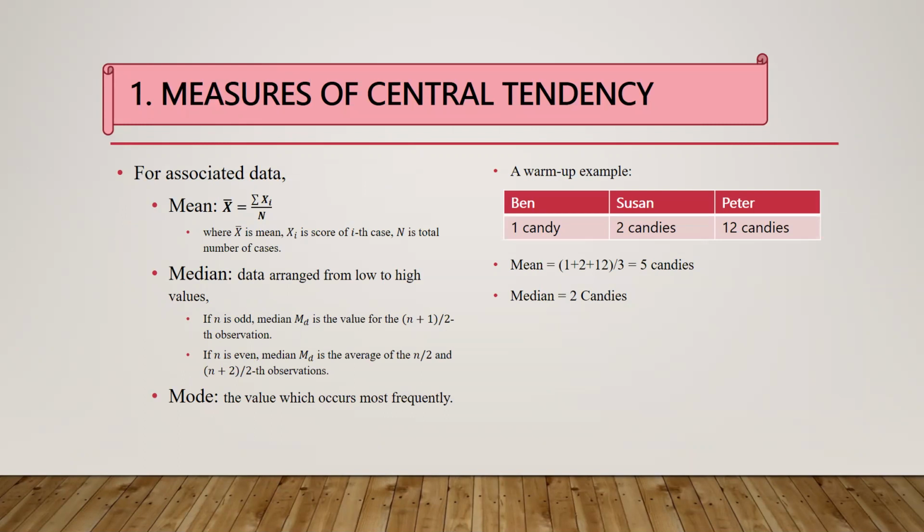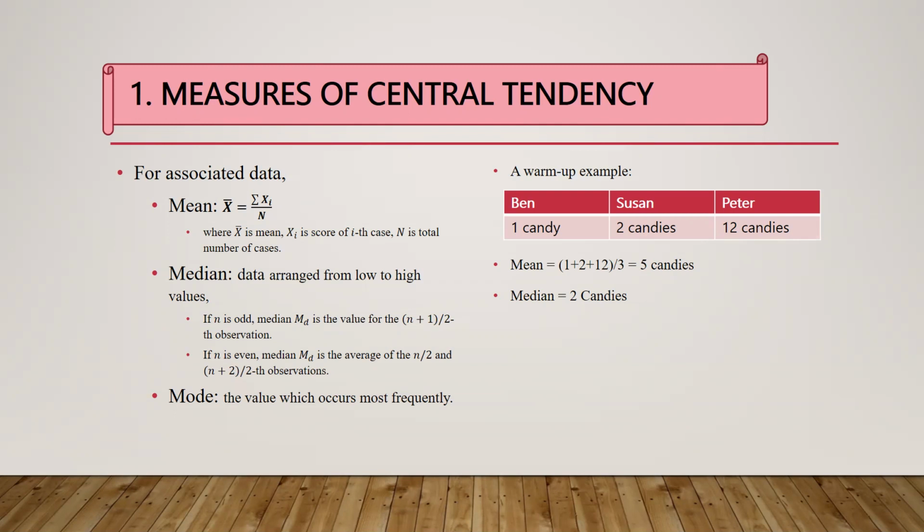First, let's talk about measures of central tendency. Three common measures are mean, median, and mode. So on the right-hand side, we have a warm-up example. For mean, it's also called average, which is the average value. So we have to add all the data points we have divided by the number of data we have. On the right-hand side example, here the mean would be 5 candies because we first have to add the 3 data, which is 1, 2, and 12. And after adding them together, we divide it by 3 because there are 3 data points.